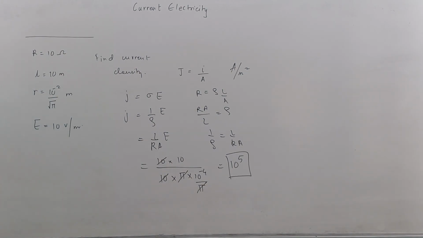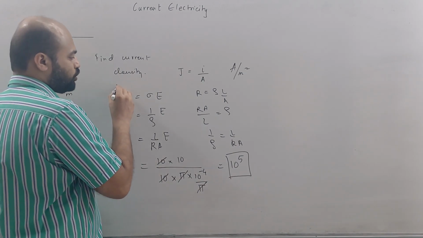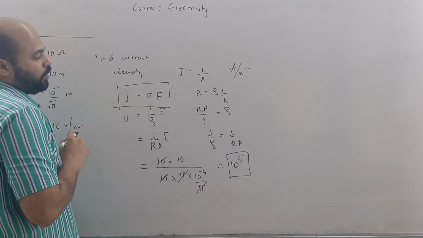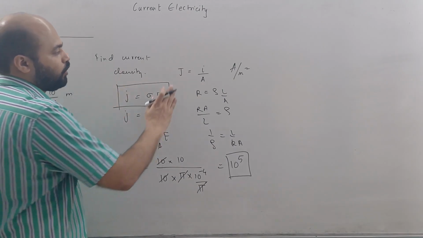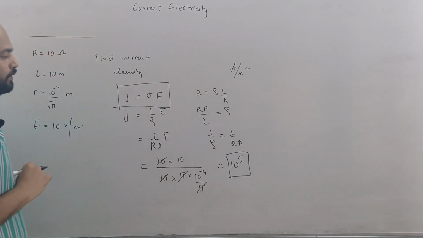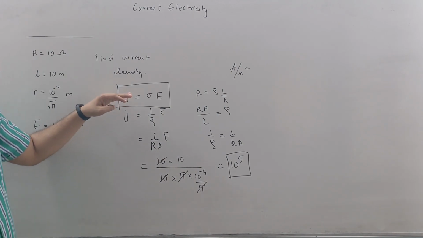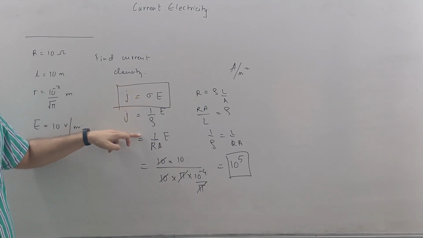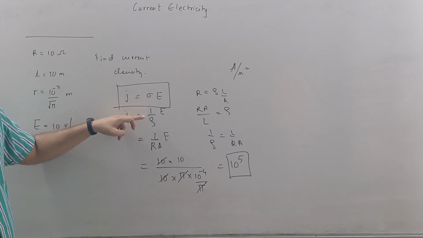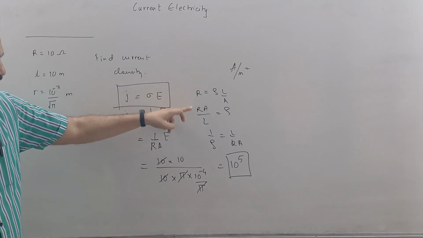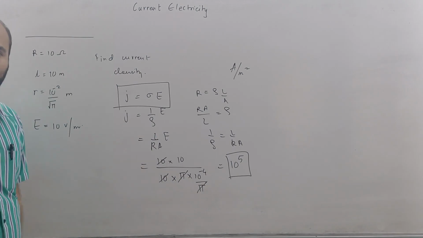So the learning out of this particular problem is this formula, J equals sigma E, which is what we are using. Now because current is not given to us directly, we cannot use the other part. And so the other modification that you should know is conductivity is nothing but 1 by resistivity. And we have written the formula for 1 by rho from here, this flow. That's how we get the answer.